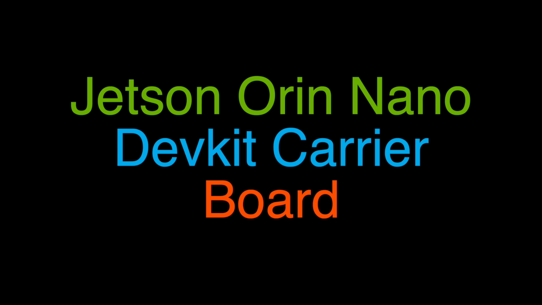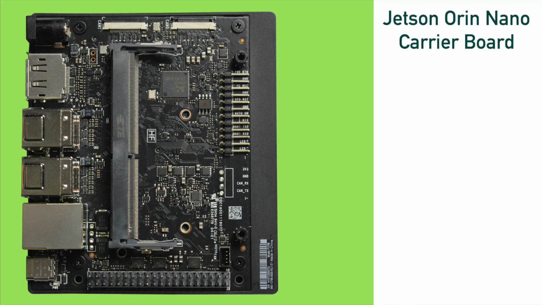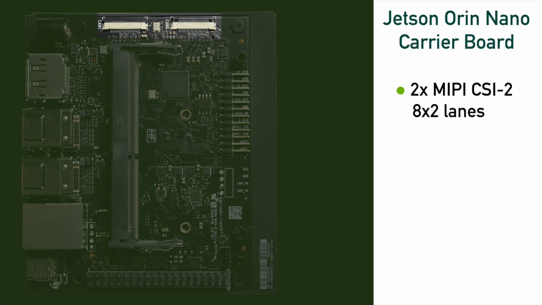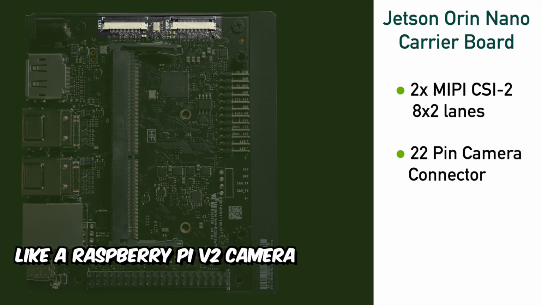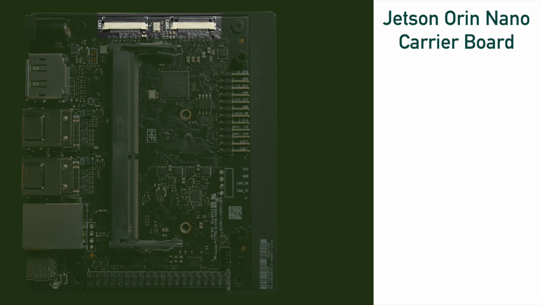Now let's take a look at the carrier board. Top side first. The Jetson Orin Nano module has been removed. There are two MIPI CSI2 camera connectors, 8x2 lanes. The connectors are 22 pins. That means that you will need a cable adapter if you're using a 15-pin interface.